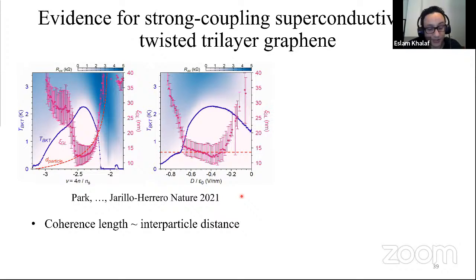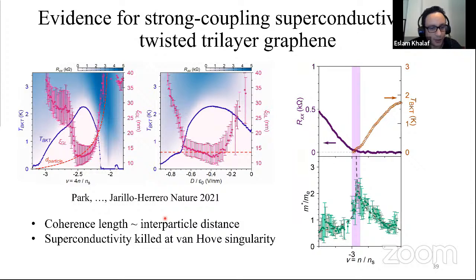This is again an indication that a significant fraction of the particles pair, not only the ones close to the Fermi energy. Another thing is that superconductivity seems to not care about increases in density of states. In fact, it's killed at Van Hove singularities where the density of states diverges. And that's again hinting maybe towards the fact that it's not just something that happens at the Fermi surface.